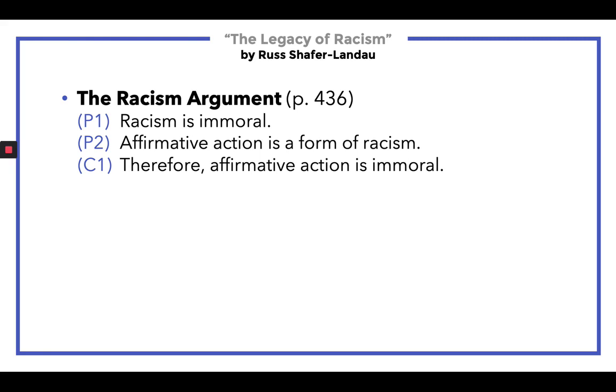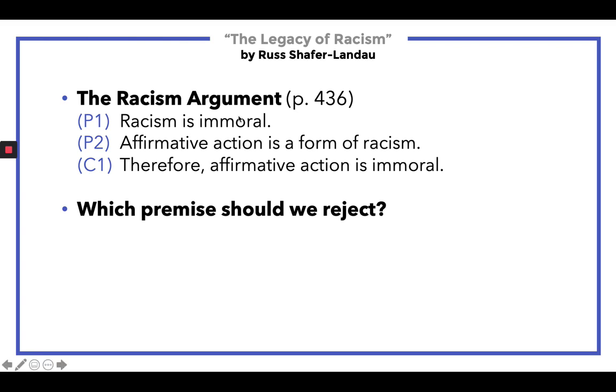Now, Shafer-Landau rejects this argument, and I think rightfully so. You can't reject it because it's invalid. The structure is perfect. There's nothing to criticize there. The question, though, is, are these premises true? Premise 1 is true, right? Racism is immoral. The view that certain races are inferior to others, that's not correct. But premise 2 is false, according to Shafer-Landau. Affirmative action is not a form of racism. So why is that?